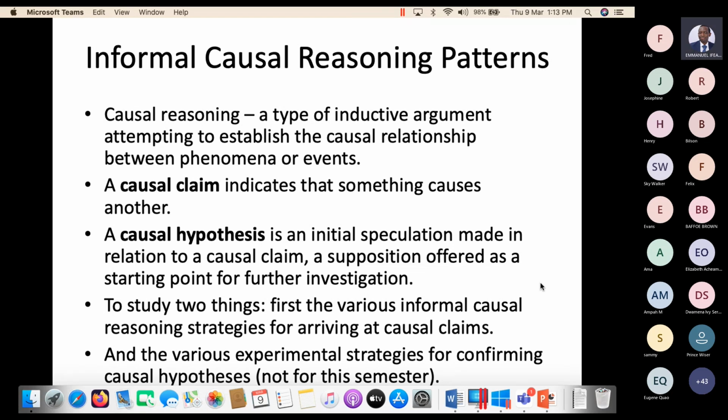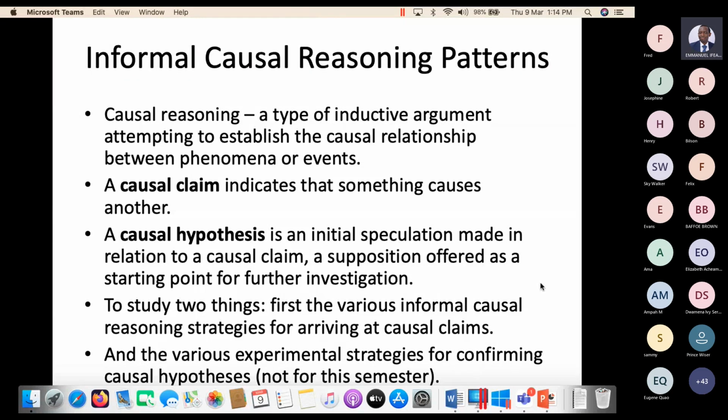Now, we're going to study two things. First of all, we'll look at various informal causal reasoning strategies for arriving at causal claims. When you say this is a cause, you have made a causal claim. How do we arrive at causal claims? When you say that this caused this, how did you arrive at that? There are ways your mind identifies causes on a daily basis. There are three fundamental ones. John Stuart Mill had said there are five, but we want to look at three very important ones.